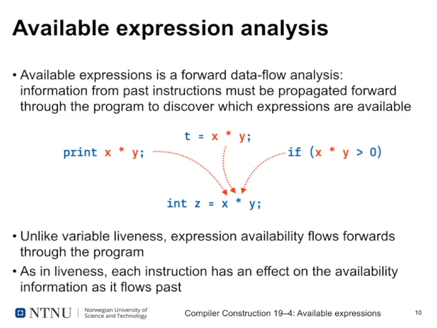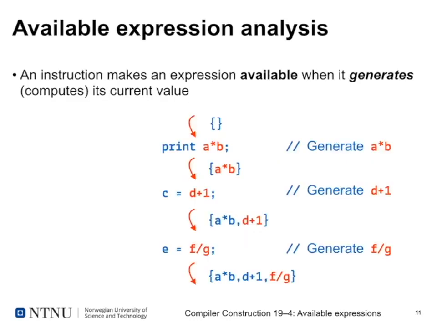Variable liveness went backward and looked in steps back. But similar to liveness, each instruction, of course, has an effect on the availability information as this data flow information flows past our instruction. So an instruction makes an expression available when it generates or computes its current value.